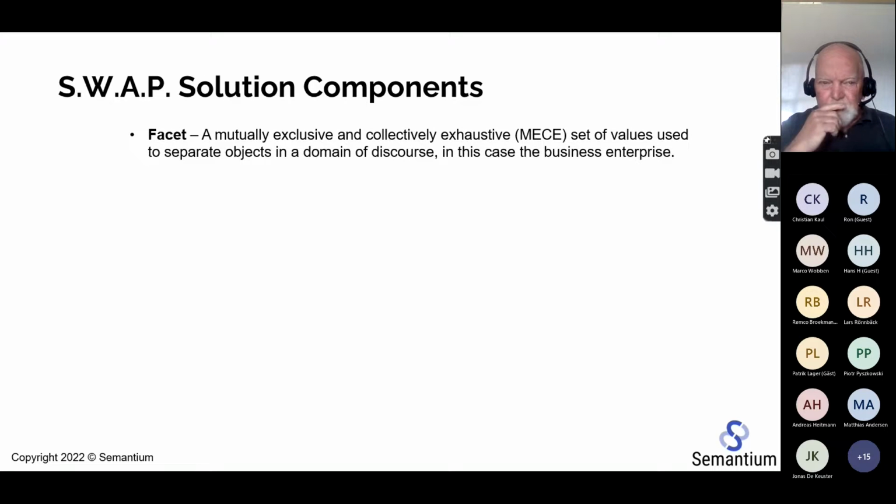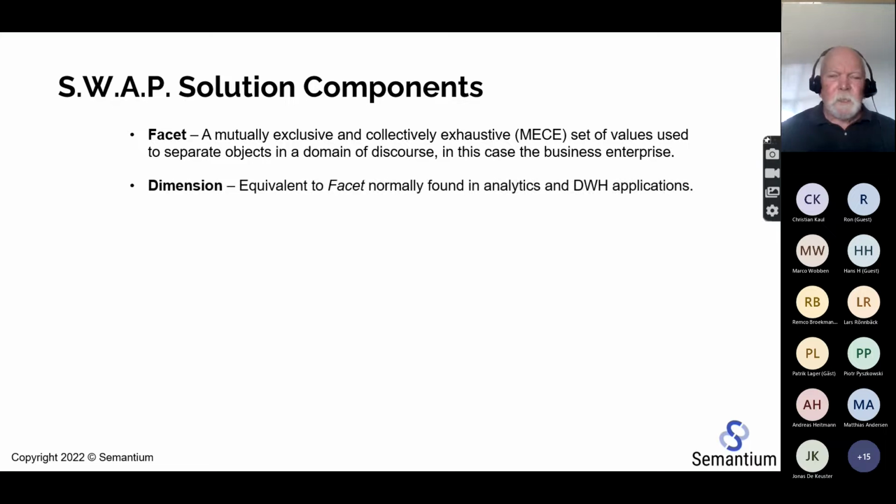So here are our solution components. Facets are mutually exclusive and collectively exhaustive. This is the MECE thing. I go back to Ranganathan and his colon classification protocols for library books. We just expanded on that, so we wound up with 19 facets in this model. A dimension is simply a facet in disguise. It's equivalent to a facet, but dimensions are normally found in analytics and data warehouse applications.